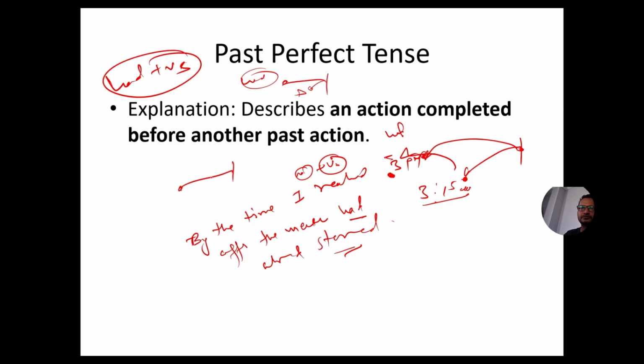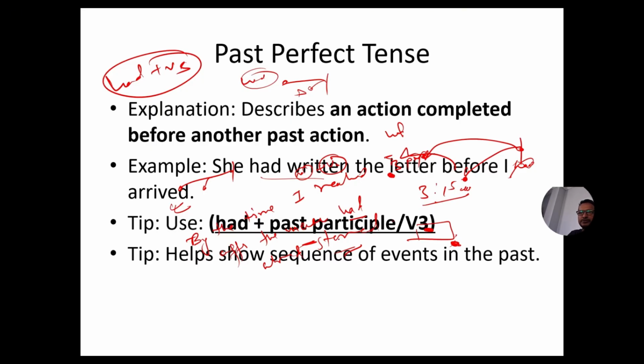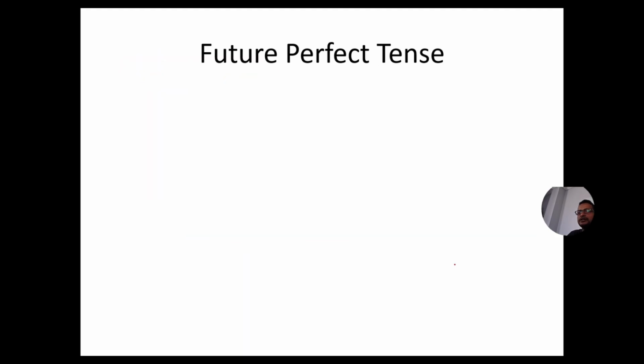Another example could be: she had written the letter before I arrived. Here in this context, writing the letter is one action, and me arriving there is another action. When I reached there, she had already written the letter. So I put had written the letter before I arrived. I don't say I had arrived, because I'm not going to put had in front of this participle, because arriving there is the second action. The first action is writing the letter. Similarly, had plus past participle helps to show the sequence of events in the past, right?